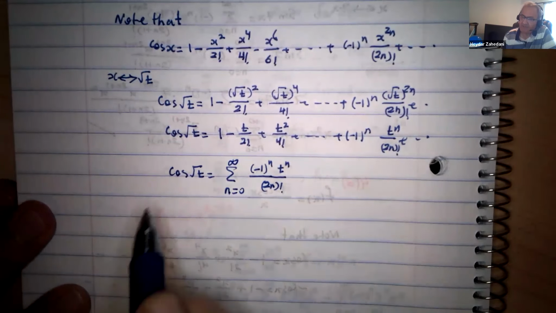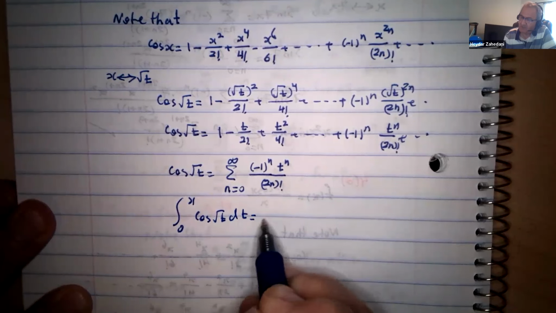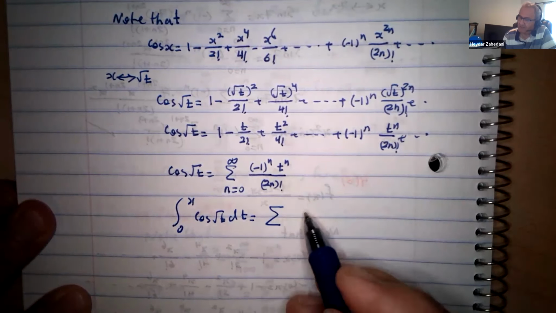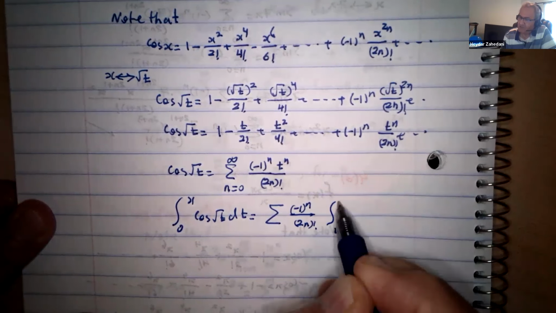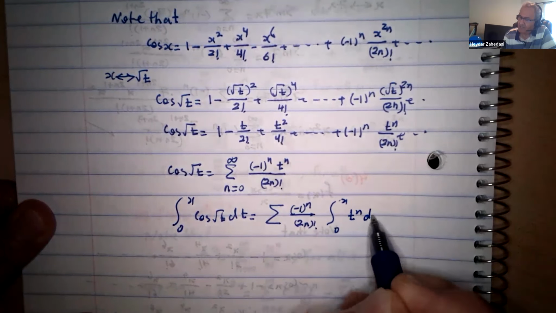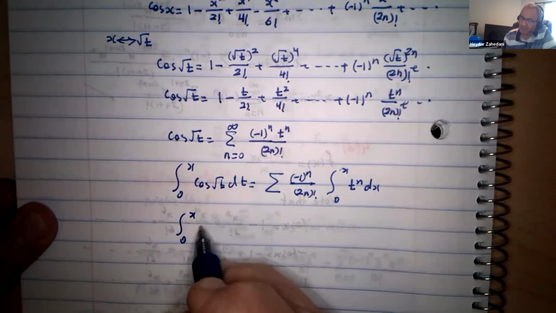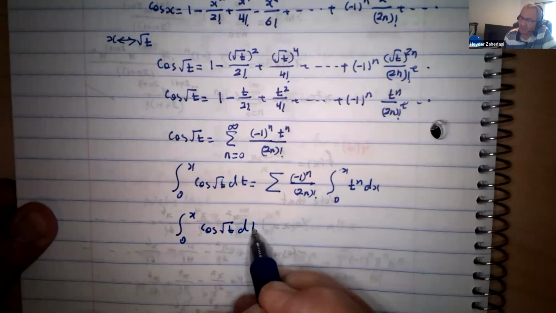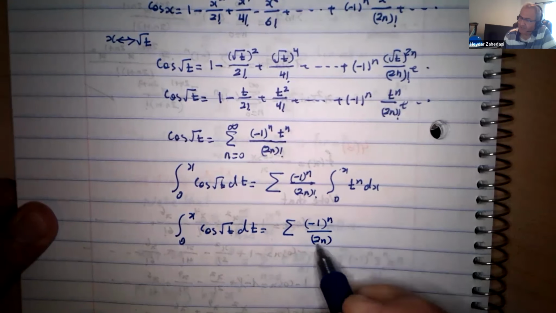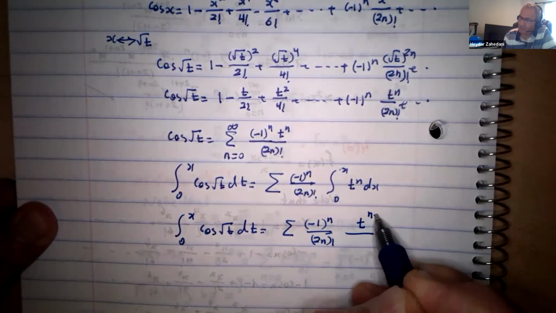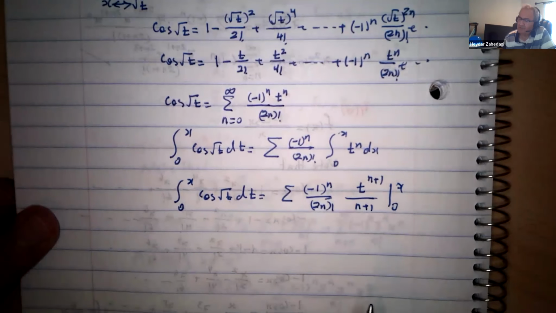Now you integrate it. The integral from 0 to x of the cosine of the radical t dt is going to be sigma of negative 1 to the n over 2n factorial, which is constant, times the integral from 0 to x of t to the n dt. The integral of t to the n would be t to the n plus 1 over n plus 1, from 0 to x, just using the power rule.